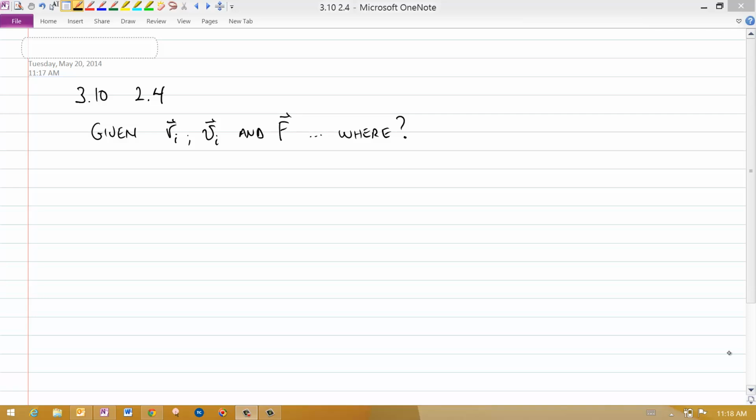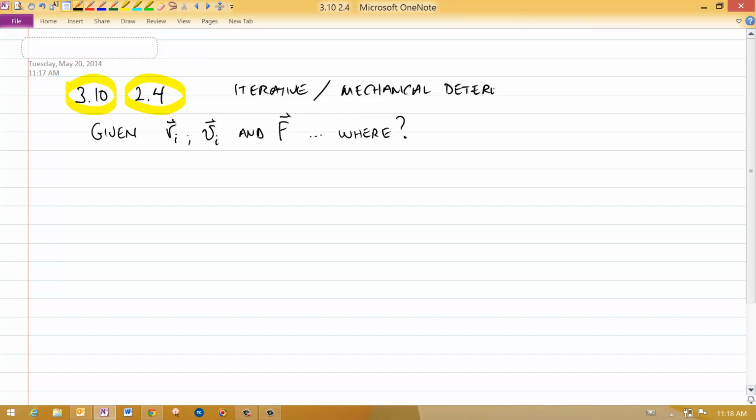Today I want to talk about Chapter 3, Section 10 and Chapter 2, Section 4. This is about the iterative determination of motion, and what mechanical determinism has to do with what we've been doing with the momentum principle.